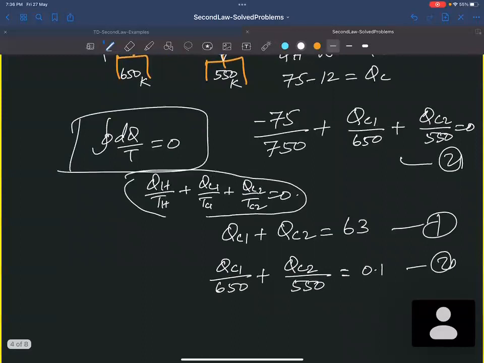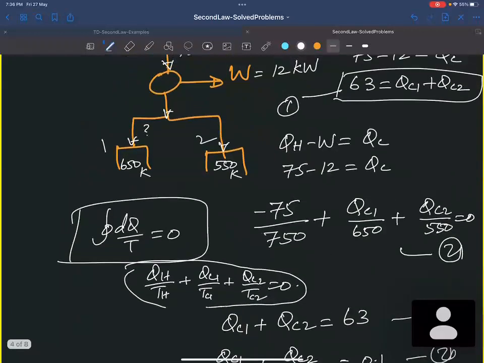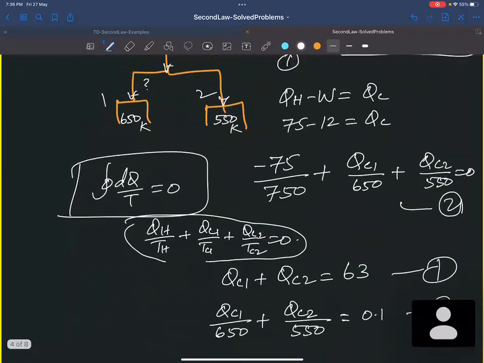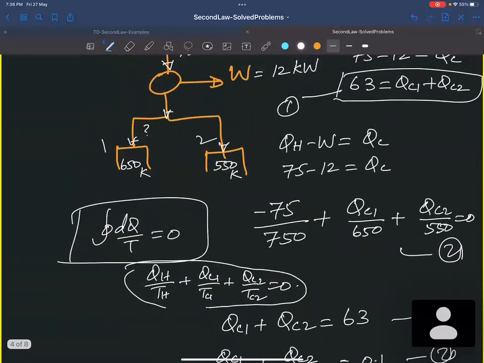You can cross multiply, do something, and maybe I'll take the solution directly. Maybe you try yourself. Take the notebook. You can use equation 1 to replace QC. What is our expectation? I'm getting Q sent to the 650 Kelvin sink as 51.78. Yeah, near about 52 is the correct answer, exactly.